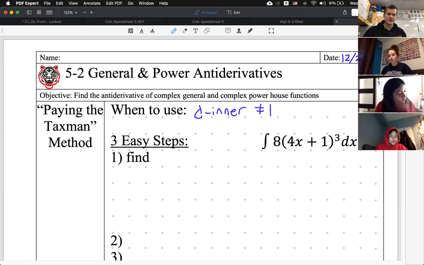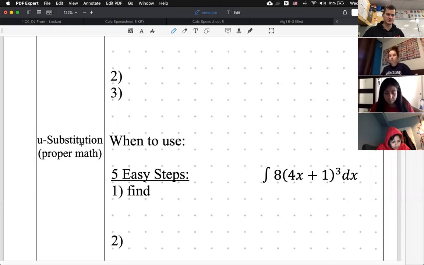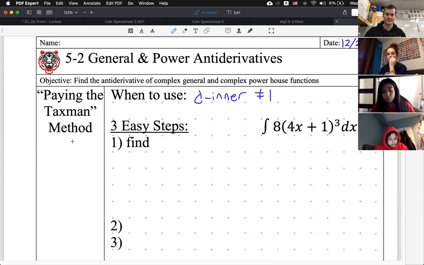There are two different methods to do this. There's paying the taxman, which we all remember and is probably easier. And then there's the official way, U substitution, which you'll see in college. There will be a few multiple choice questions, probably 1 or 2 on the actual AP test, that say, here are the steps for doing U substitution. Can you figure out what the steps should have been? They force you to do a method, so you do need to know how to use it. But for most of your needs, taxman will be much easier.